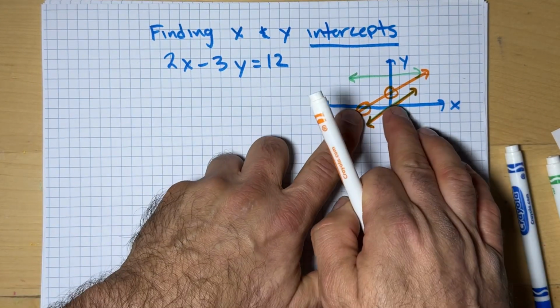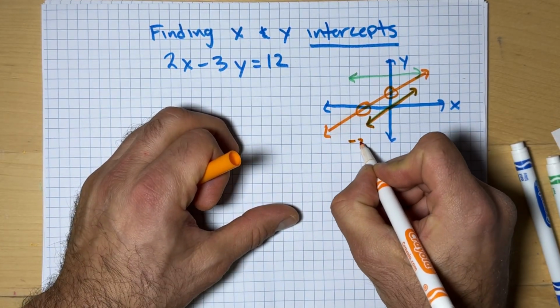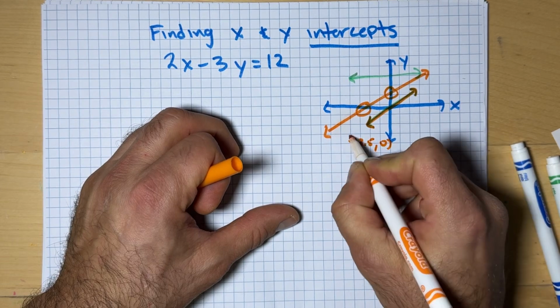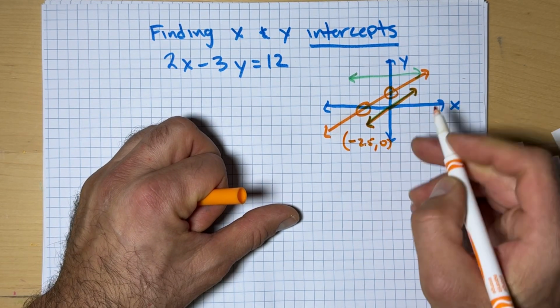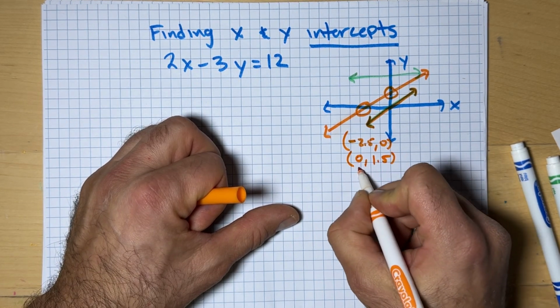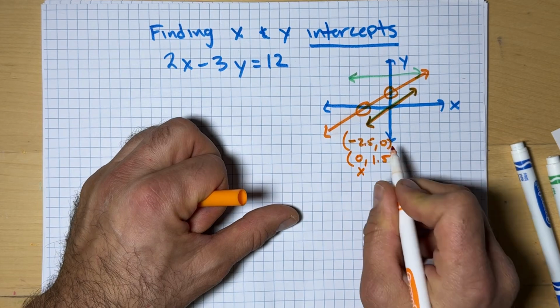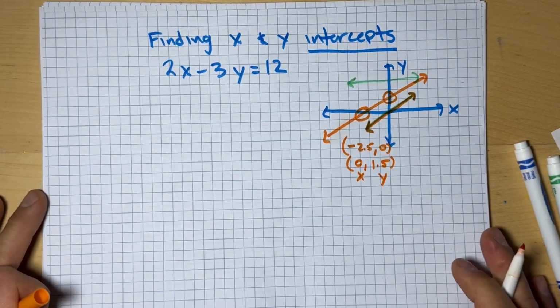So we're going to use that understanding that if I'm on the x-intercept, let's say negative 2.5, y is 0. If I'm on the y-intercept, let's say it's about 1.5, x is 0. So when I have an x-intercept, y is 0. When I have a y-intercept, x is 0. So let's use that here.